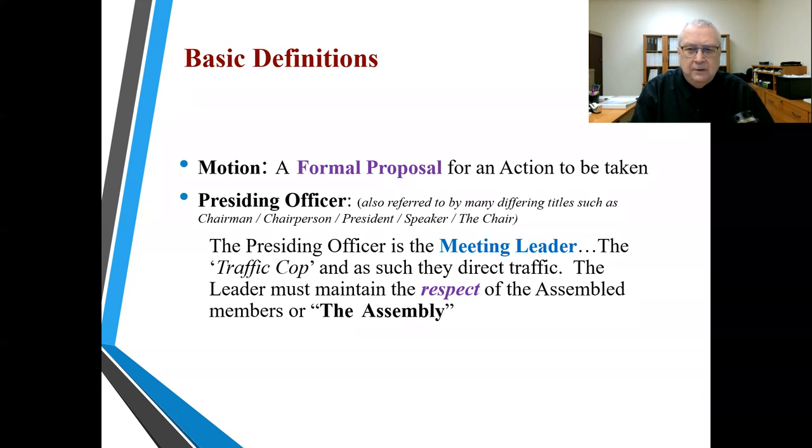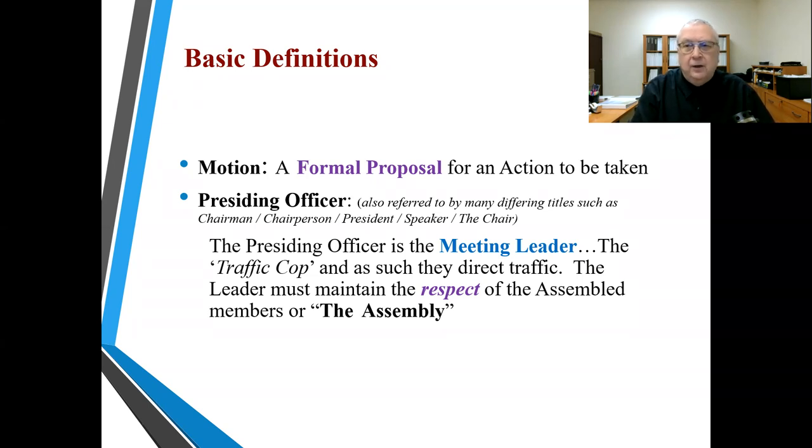Let me really focus on that a minute. They're the traffic cop. They direct traffic. The leader must maintain the respect of the assembled members or the assembly. So it doesn't matter what type of group you have, maybe with shareholders and maybe with condominium owners. It doesn't matter what type of group is involved. A good phrase for the group that is assembled is the assembly.